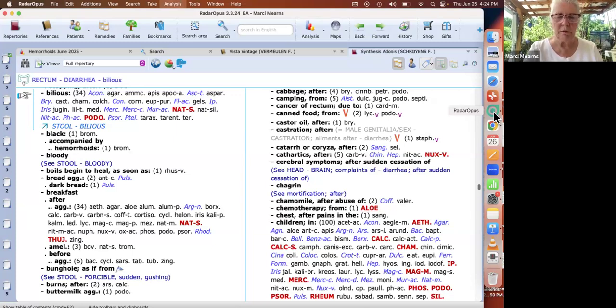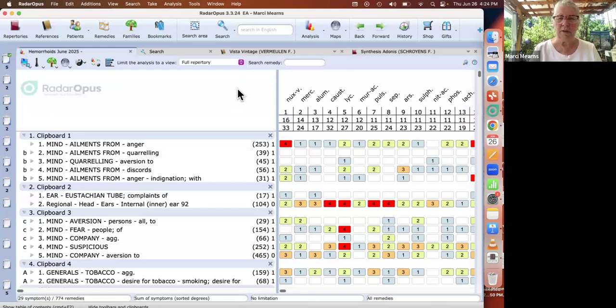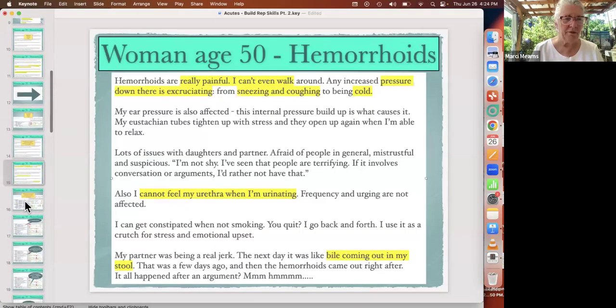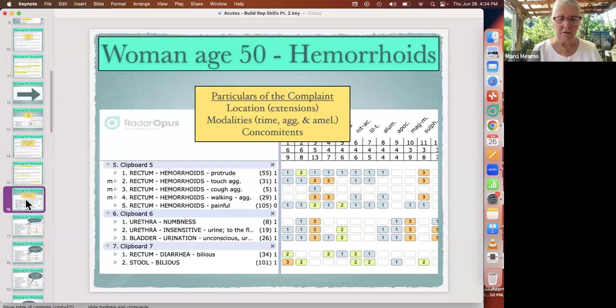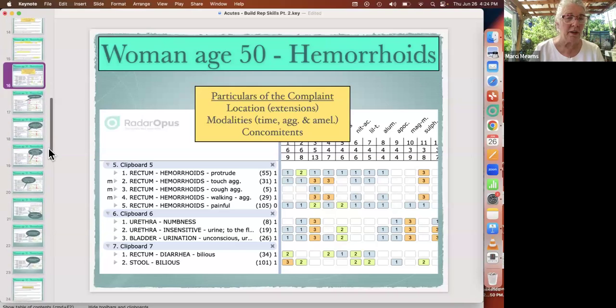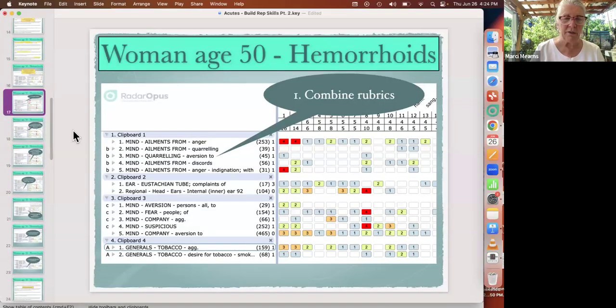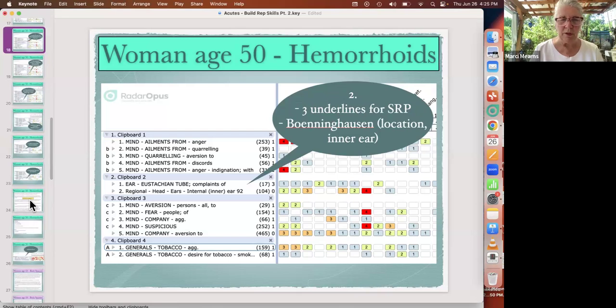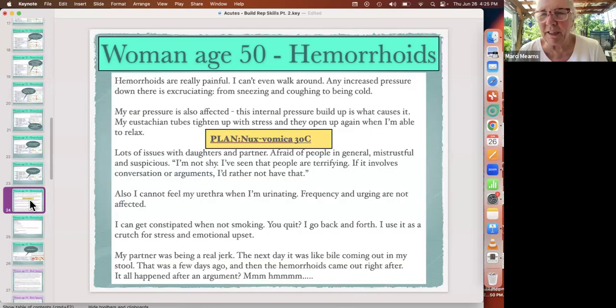Let's do it. Let's go out on a big limb and let's say that, I'll see what I said here. How did I do this? Particulars of the complaint, we got all that. Oh, now I'm going to go on and explain to you every little thing that I did. Here you can see I combined rubrics on clipboard 1. I'm going to go back to these in a minute. I just want to jump straight to the remedy here, which was Nux vomica. Okay? Not rocket science, right?